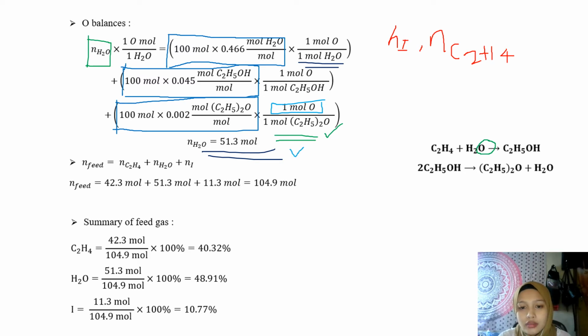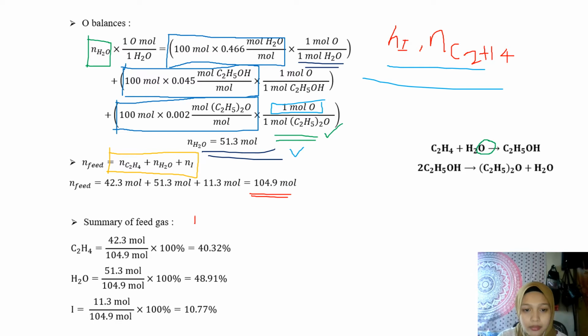Now, we get all of the variables that we want. So, we can find the total mole of feed, which is gas in, by adding all the unknown variables that we found. And we get the total gas in is 104.9 mole.